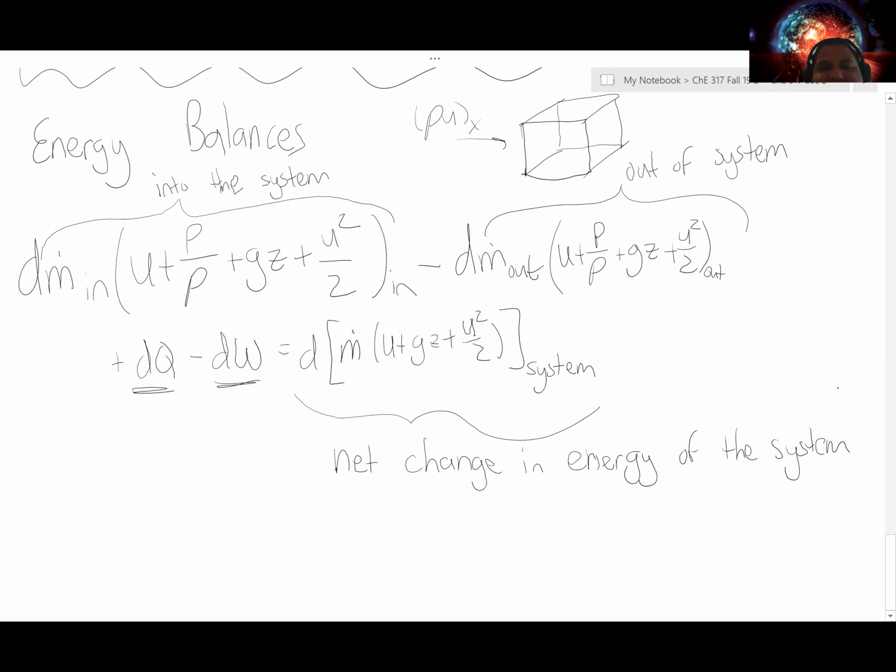And in this energy balance, we have various types of energy. U is denoted by internal energy. P is our pressure energy associated with flow. gZ is our potential energy associated with elevation, or our static energy. And u squared over 2 is our kinetic energy.